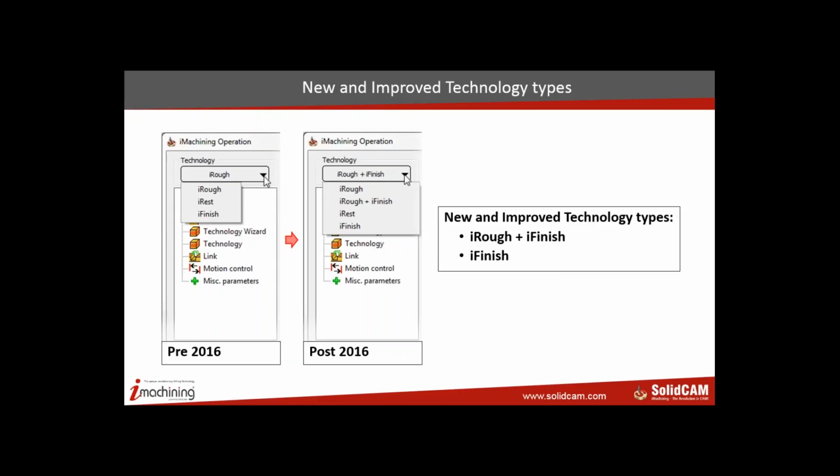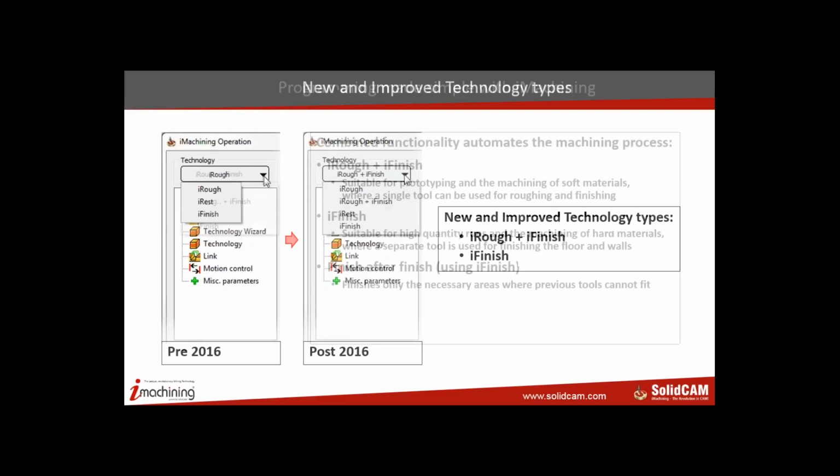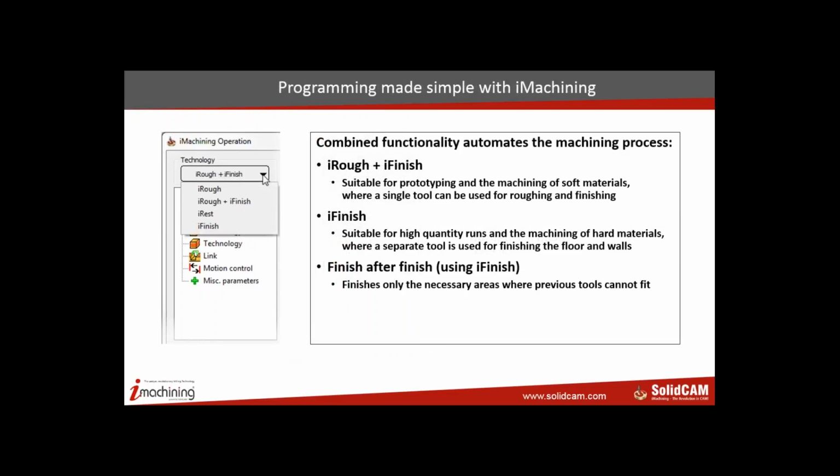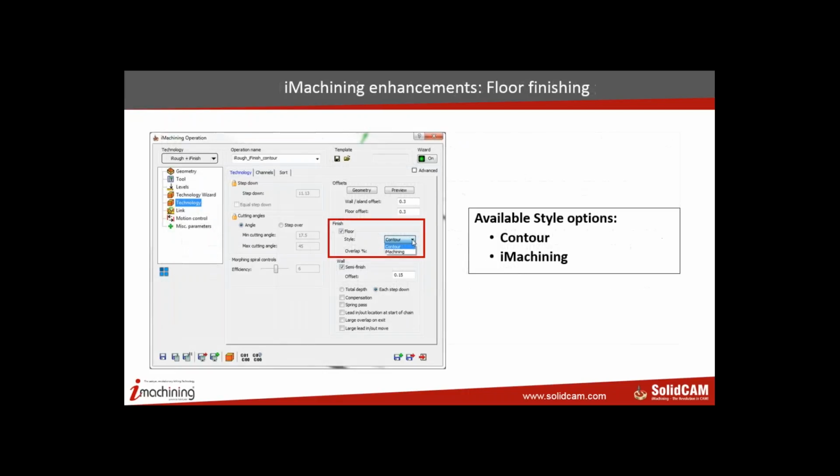And we have the combined technologies where you can now include your finishing operation with your roughing operation. And you can finish after finish, so you can rough and finish, and that can be your semi-finish operation, and then you can do a full finishing operation as well. Another thing that's been added in iMachining 2D is the choice of floor finish. You can now finish the floor in iMachining, and you can choose what style of finish you're going to end up with. You can have the iMachining strategy itself, where you will end up with perhaps the morphing spirals showing on your tool path if you use iMachining, or you can have the traditional standard step over or contour finish on your floor.